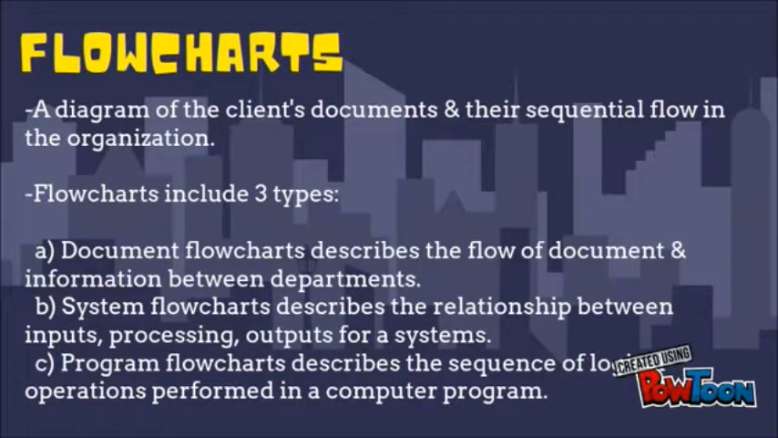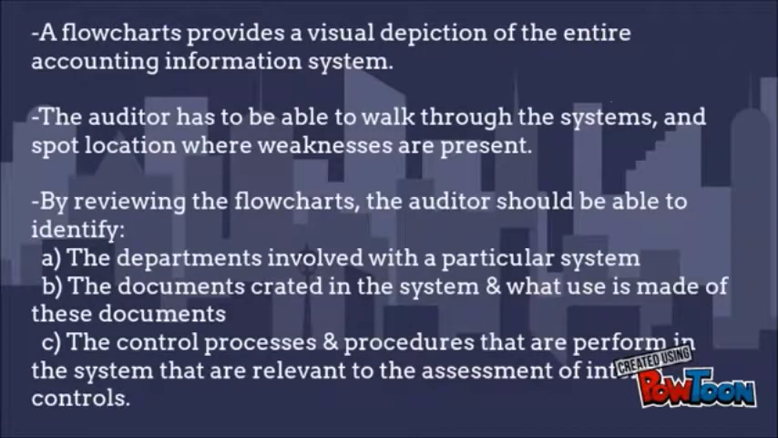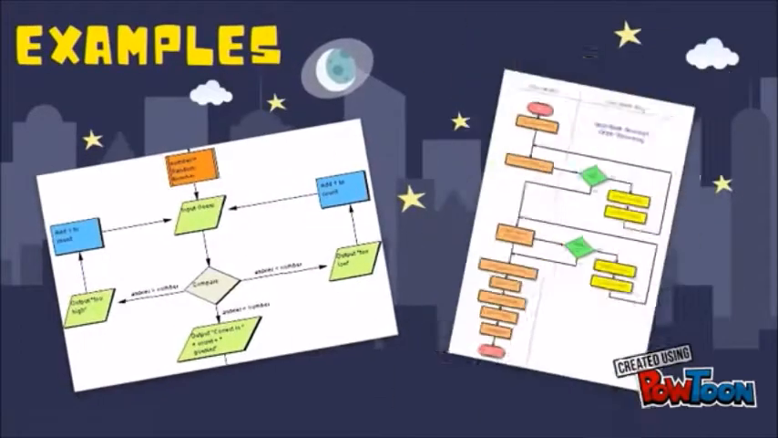Flowcharts are diagrams of the client's documents and their sequential flow in the organization. Flowcharts include 2 types: system and program. A flowchart provides a visual depiction of the entire accounting system. By reviewing the flowcharts, the auditor should be able to identify as below. There are 2 examples of flowcharts.